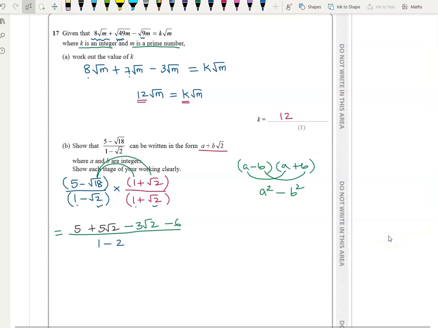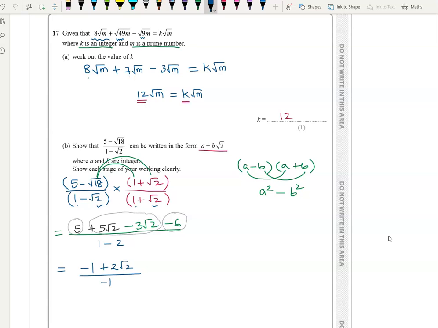Okay, now we have some like terms to combine in the numerator. So positive 5 and negative 6, when you combine them, we will get minus 1, and 5 root 2 minus 3 root 2, even this can be combined. So 5 minus 3 is 2 root 2, over 1 minus 2 is minus 1. Now the next step is you need to divide both terms by minus 1. So divide separately. So minus 1 divided by minus 1 will give me positive 1, and positive 2 root 2 divided by negative 1 will give me minus 2 root 2, and this is your final answer. Okay. Moving to the next question.